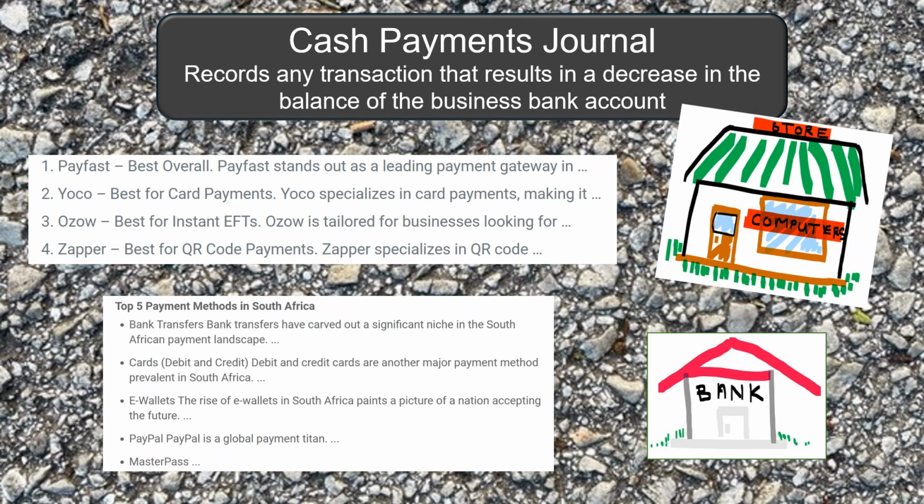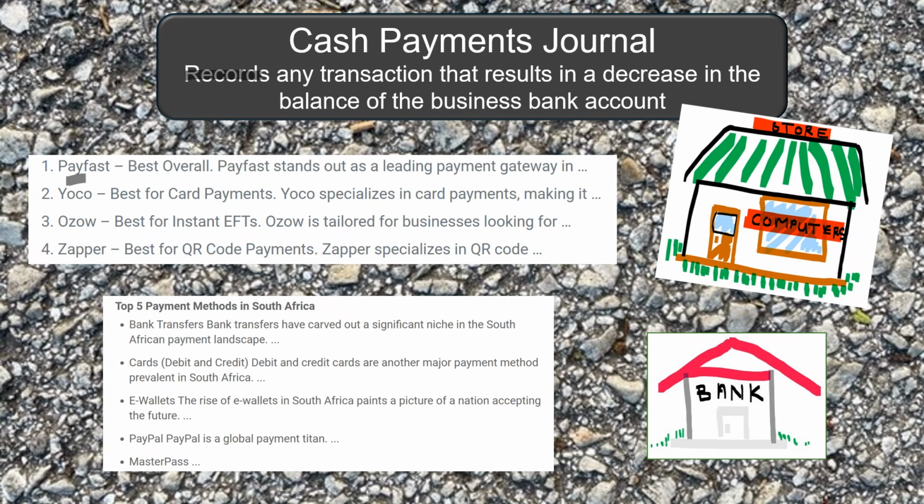We've just covered the cash book receipts where the bank balance increased. Now we're going to look at the cash book payments, which records any transaction that results in a decrease in the balance of the business bank account. So now we're looking at payments where the bank balance, our business bank balance, decreases. Any transaction that results in a decrease in the business bank account goes into the cash payments journal, also known as the cash book payments. I just went and put this in.